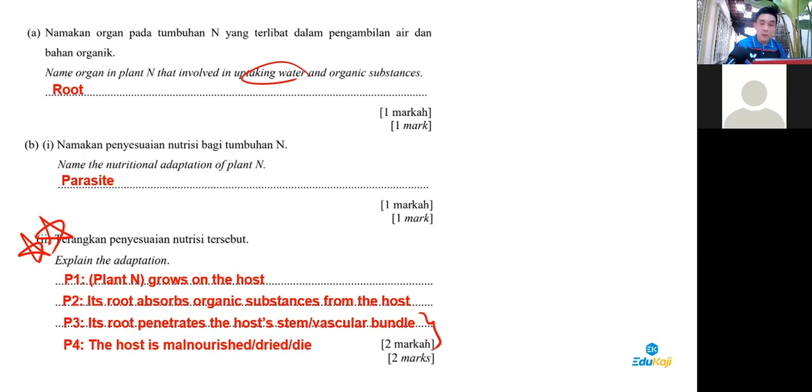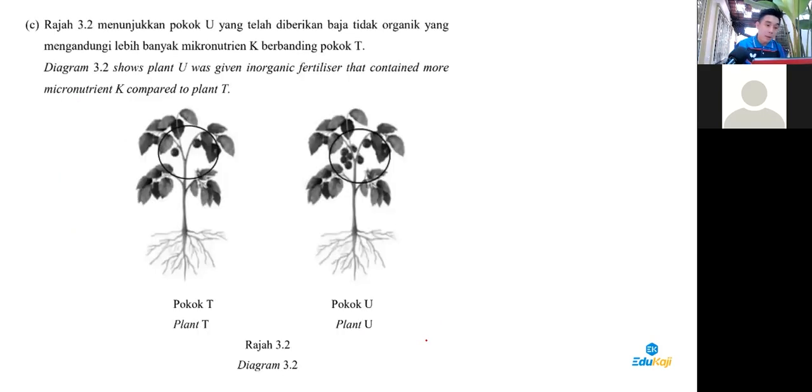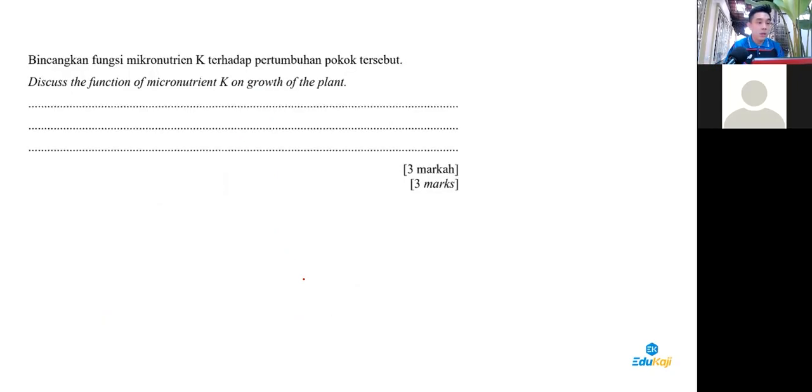And we still have a part C. Guys, plant T and plant U. They stated very clearly, plant U is given fertilizer, diberikan baja tidak organik. Describe micronutrient K.